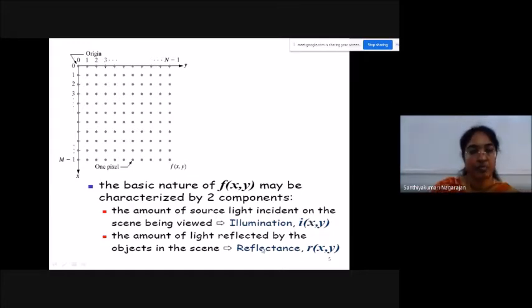R of x comma y. Okay. So this is the basic nature of an image. Any image is a two-dimensional structure. It must possess two different components, illuminant and reflectance. Then f of x comma y is just a product of I of x comma y and R of x comma y. It must be of infinite value.